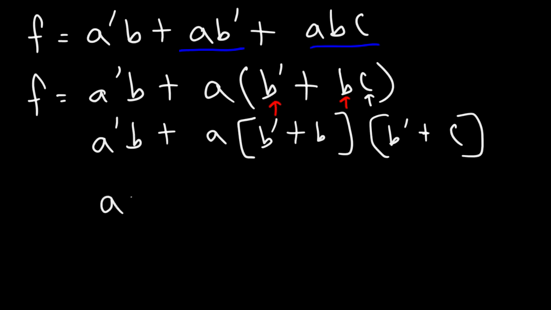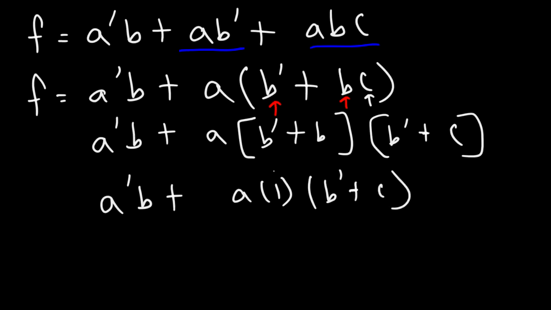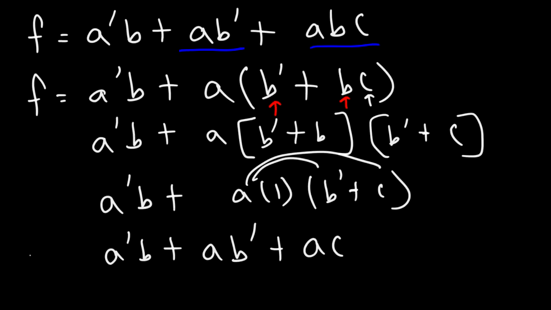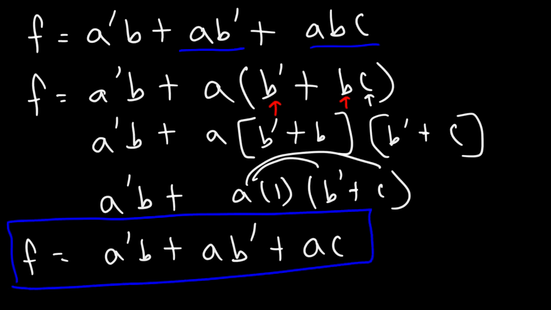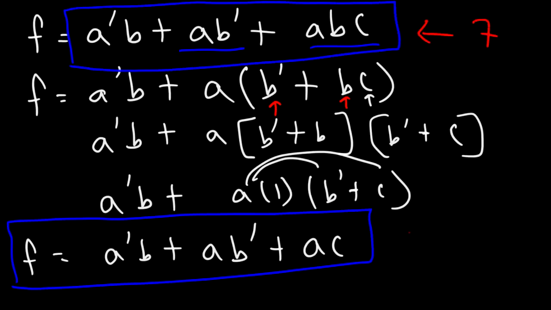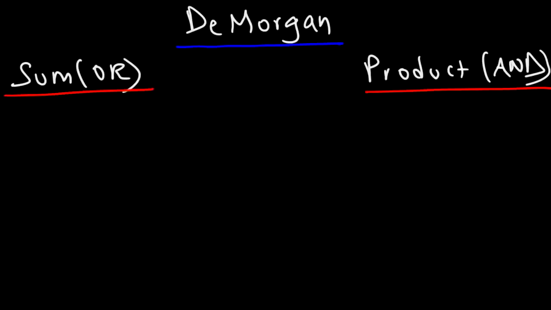So now let's simplify it. B prime plus B, we know that's 1. So now we could distribute the A. So A times B prime, and then A times C. So as you can see, the function has been slightly reduced from what we started with. Before, we had a total of 7 literals. Now we have a total of 6 literals.